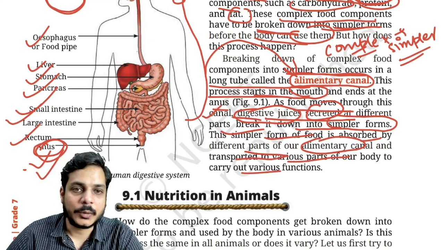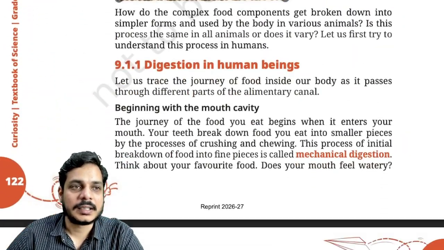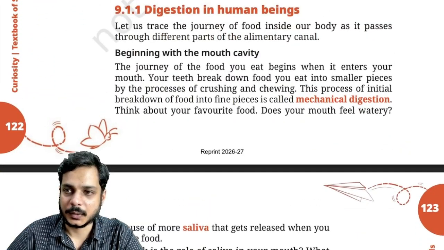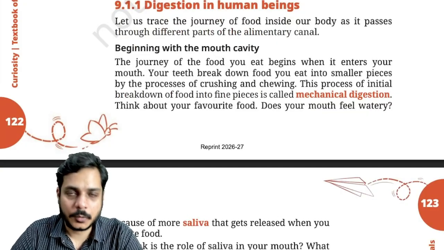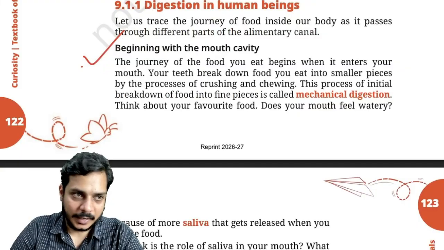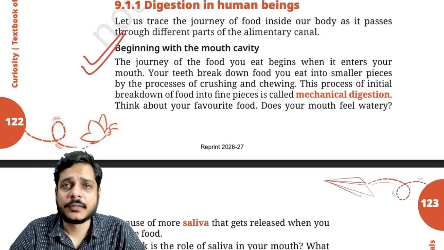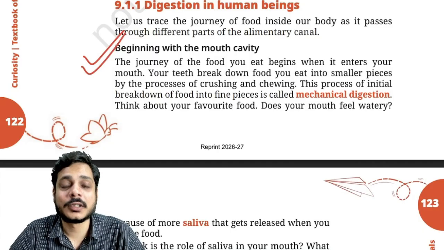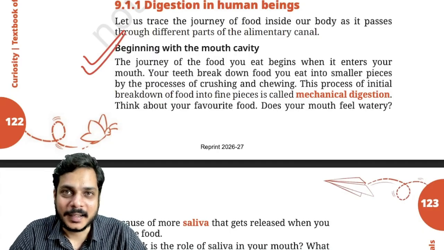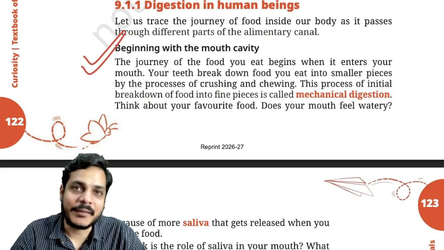Now let us understand nutrition in animals, starting with this process in human beings. We have seen the whole digestive process. It starts with the mouth. Are there any kind of digestion that takes place in the mouth itself? It is said that you must chew your food 32 times. What is the reason behind it? It is because partial digestion starts in the mouth cavity itself.